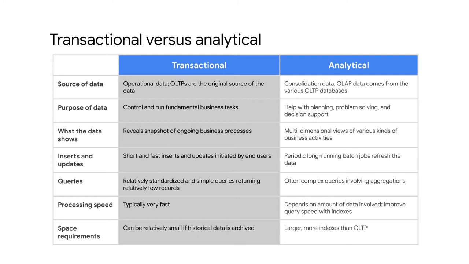For example, take a banking system. It'll deposit your salary from your company to your account. That's a transaction. It updates your balance field, hopefully going up. The bank is using online transaction processing, or OLTP.